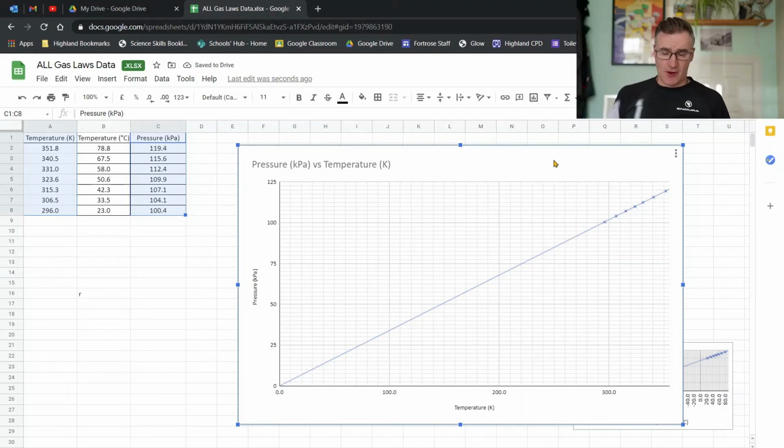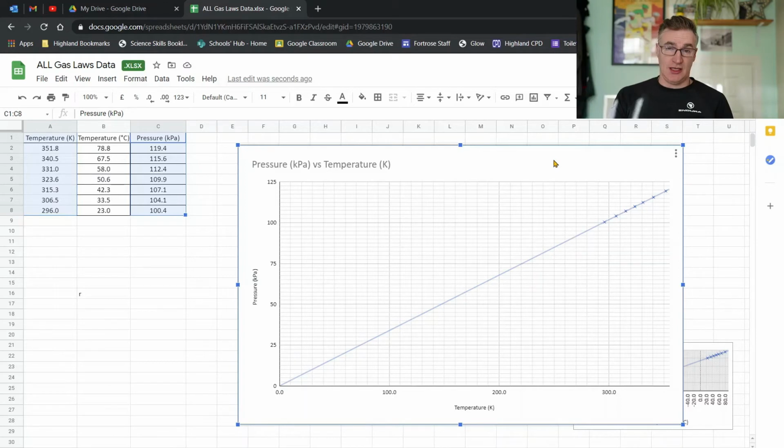So for temperatures that are in Kelvin only, we can say that the temperature in Kelvin is directly proportional to the pressure, which means if we increase temperature, pressure increases, but furthermore, if we double the temperature, then we are going to double the pressure, and so on.